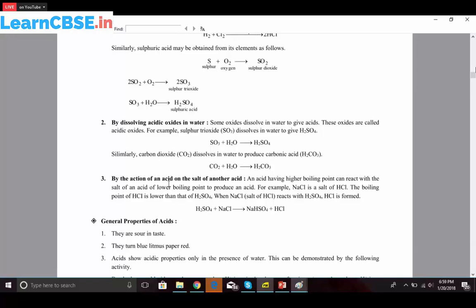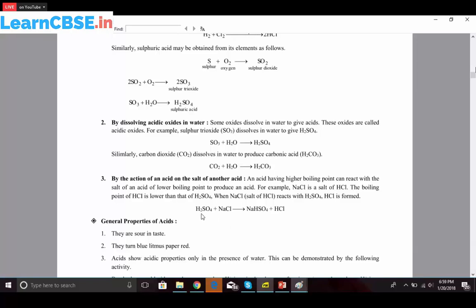Then, by the action of an acid on the salt of another acid. For example, now I would like to prepare HCl. So I am taking one acid, H2SO4, and the salt of the acid which I would like to prepare. I would like to prepare HCl, so I have to take the Cl in common and I have to take one metal with it. So the salt we have to take.